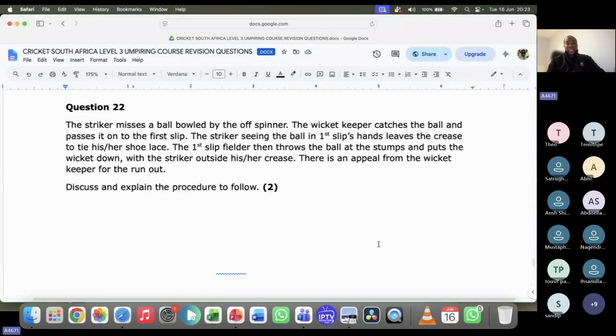Abdullah, simple scenario, 2 marks. Any new hands? Not yet, Tom.